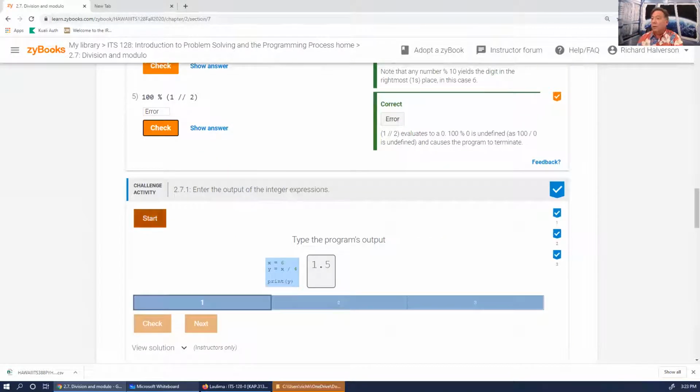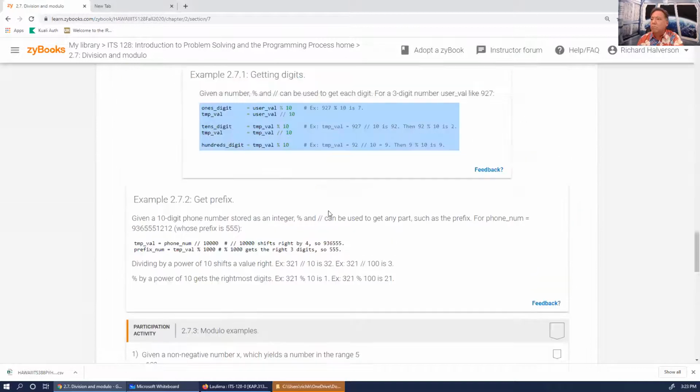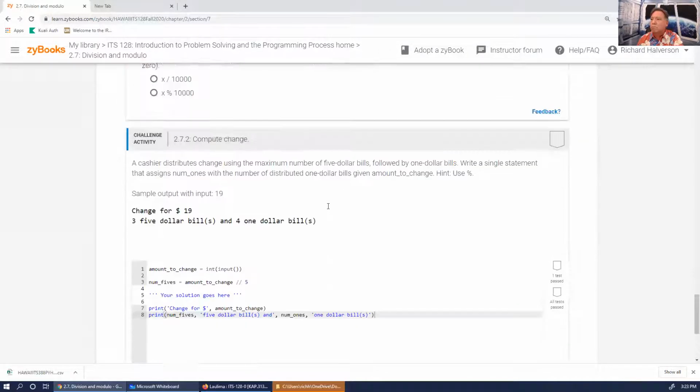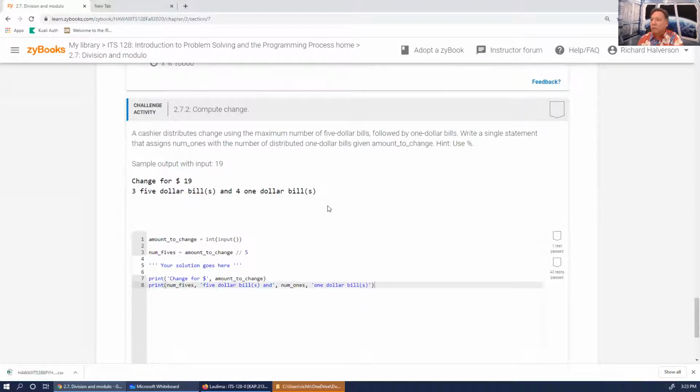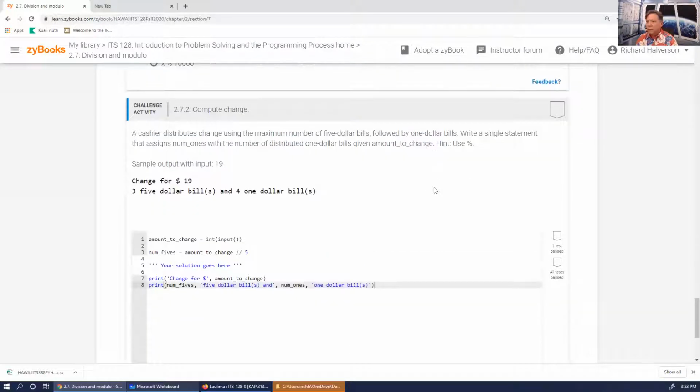All right, so challenge activity 2.2. Okay, this one. Okay, so change for $19. Okay, so first of all, you're adding. Oh, this is already started. Okay, and we've got to write what's in here.